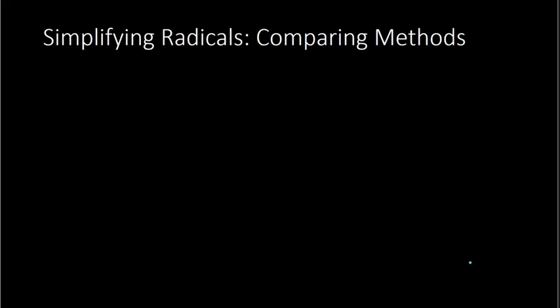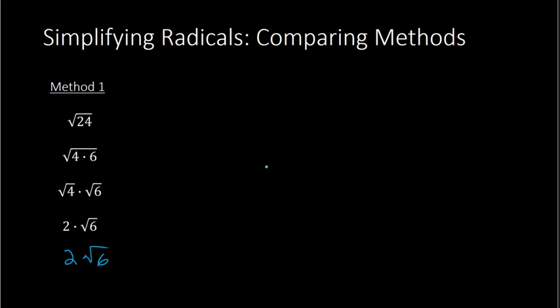Let's look at another example. Here we have the square root of 24. The square root of 24, using method 1, I can think of this as a product of a perfect square times a number. Well, 4 is a perfect square, so if I can write this as the square root of 4 times 6, then I can separate this as the square root of 4 times the square root of 6, and the square root of 4 we know to be 2, so we have 2 times the square root of 6. And I can write this if I wanted to without that multiplication sign.